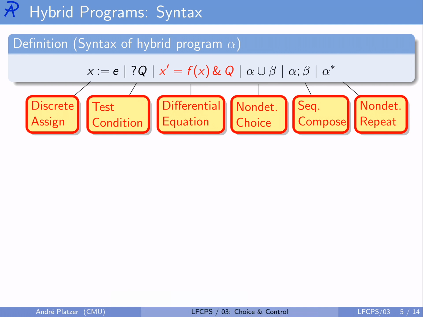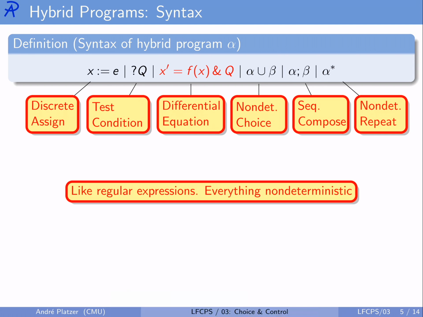In fact, I would conjecture that you've seen these operators already, although potentially with slightly different notation. These are essentially regular expressions, just with assignments, tests, and differential equations as a primitive. But just like in regular expressions, either the left-hand side or the right-hand side, or first the left-hand side, then the right-hand side, or alpha any number of times, each of the choices and repetitions are non-deterministic, and also, in fact, the duration of the differential equations is non-deterministic.